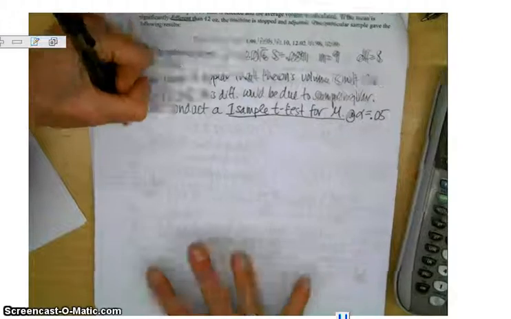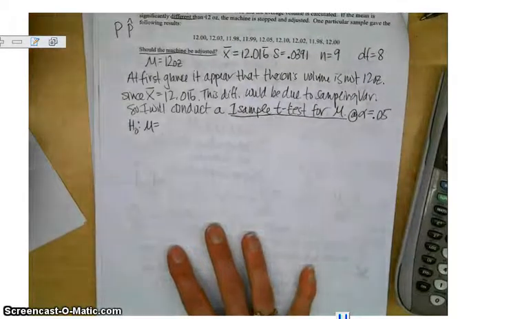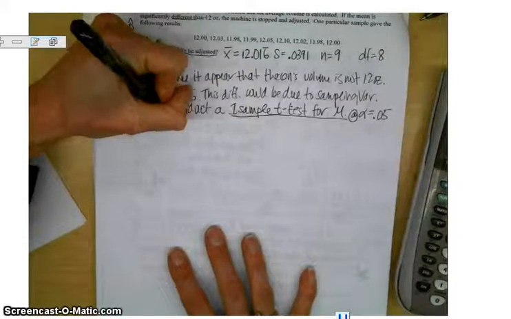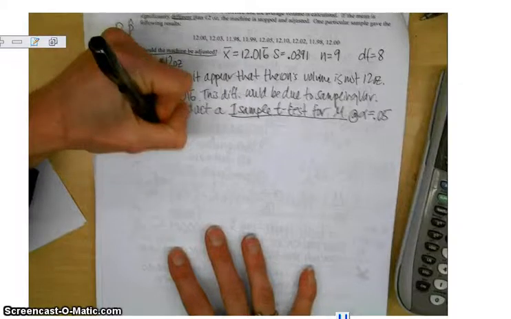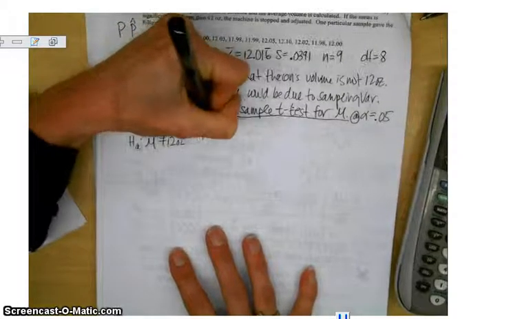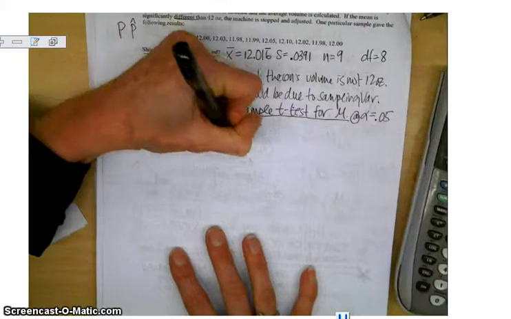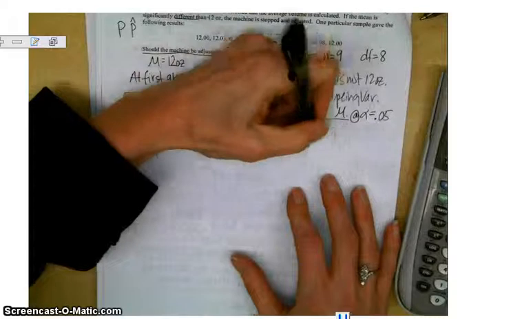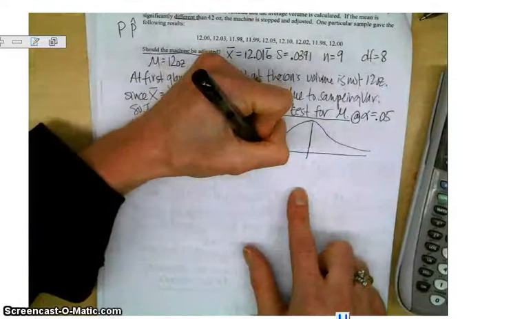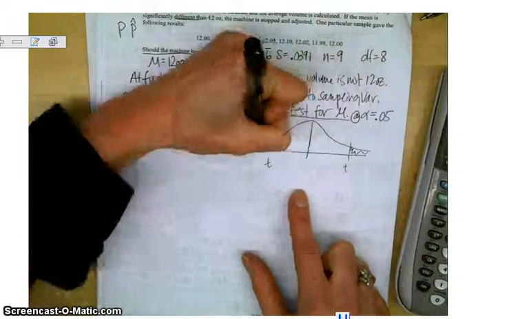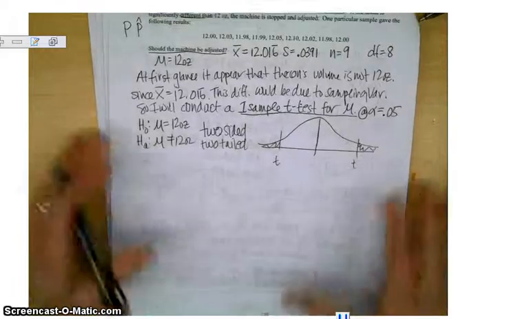Okay, so we're going to do a one sample t-test for a mean. And so our hypotheses: the null hypothesis is that the true mean is 12 ounces. And the alternative hypothesis is that the mean is not equal to 12 ounces. This is a two-sided or two-tailed test. So when we go to draw our normal curve, once we find our t-value, we're going to have to go below and above. We'll take care of that when we start doing the calculation.